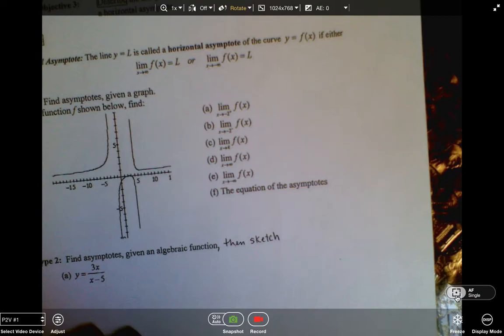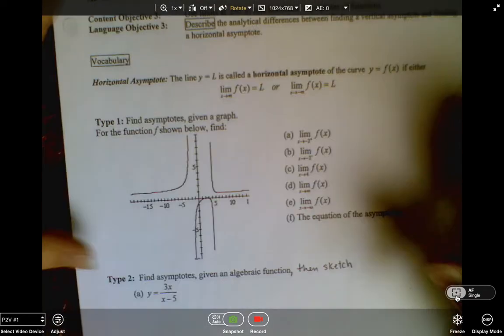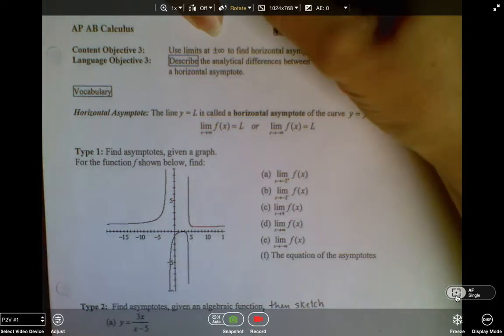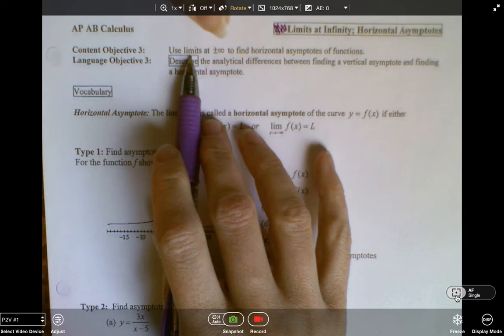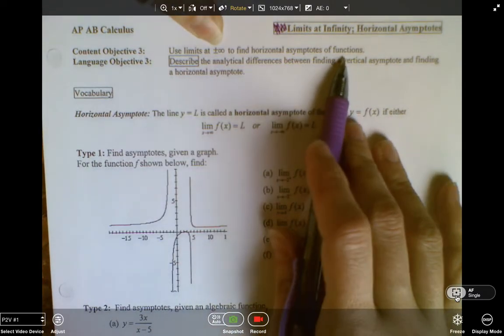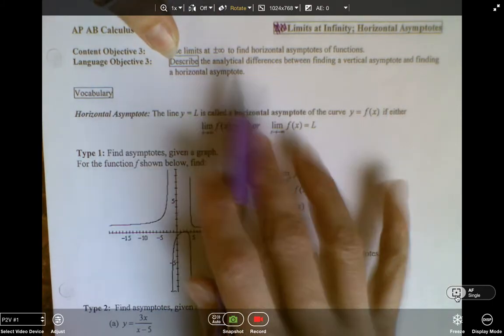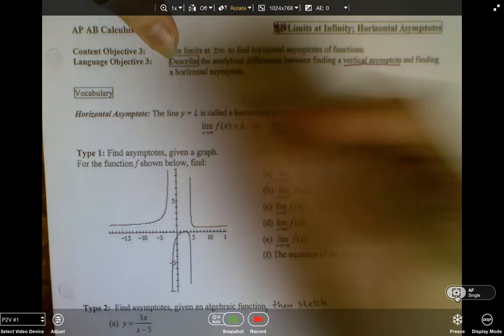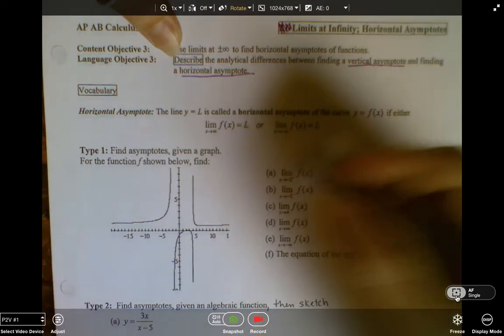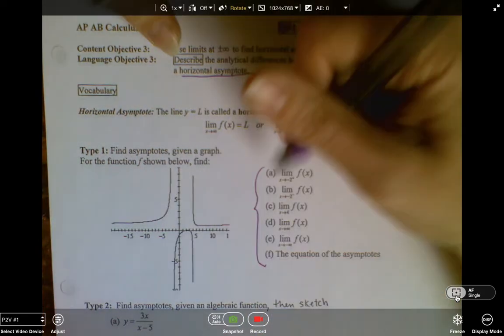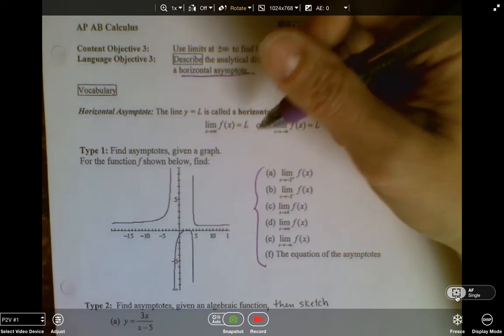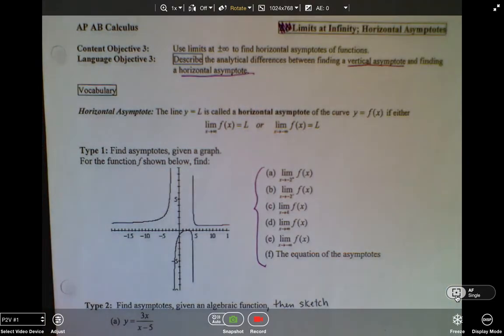We'll be able to get through 2 pages maybe on this video. So this video's target is going to be going over limits at positive or negative infinity to talk about horizontal asymptotes of functions. So we're going to look at analytical differences, how that's different in finding a vertical asymptote and finding a horizontal asymptote. So we're going to look at these 6 examples, and we're going to look at whether or not they're dealing with horizontal or vertical. So some terminology here.